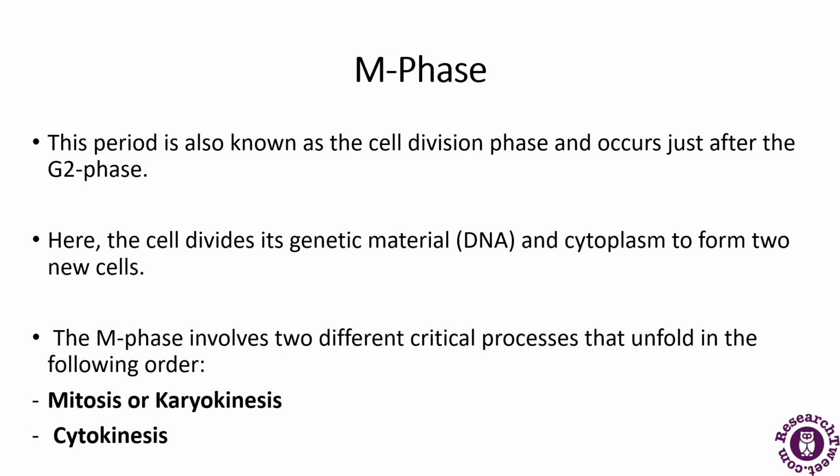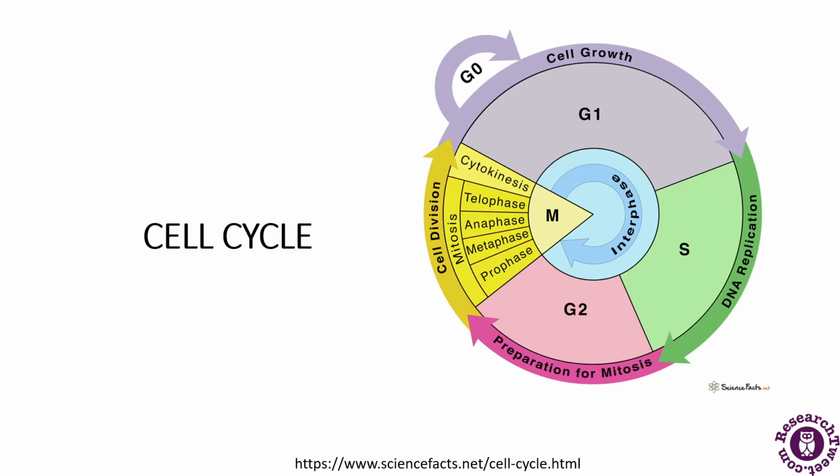Here the cell, its genetic material and cytoplasm form two new cells. The M phase involves two different critical processes, that is mitosis or karyokinesis, and cytokinesis. So it has been divided into two parts: the karyokinesis, that is the formation of the nucleus, and the cytokinesis, that is the division of the cytoplasm.